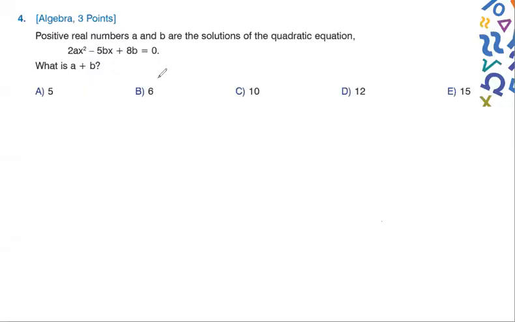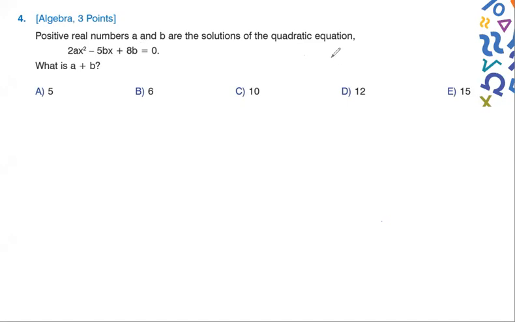So here's number 4. We have positive real numbers, a and b, that are the solutions of this quadratic. Based on this, what would be a plus b? This is a question where we can use the Vieta's relation if you are aware of that relation. And if you don't, we may just use a slightly different approach.